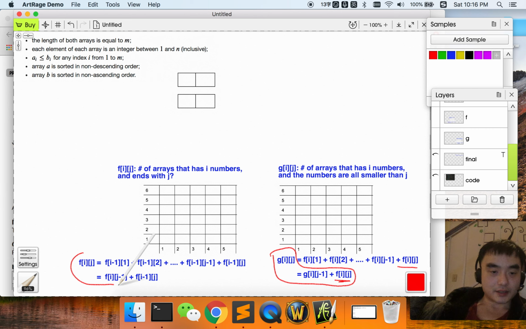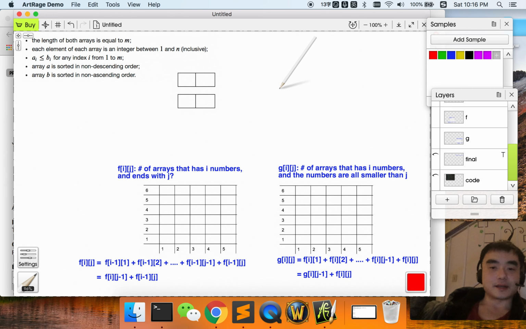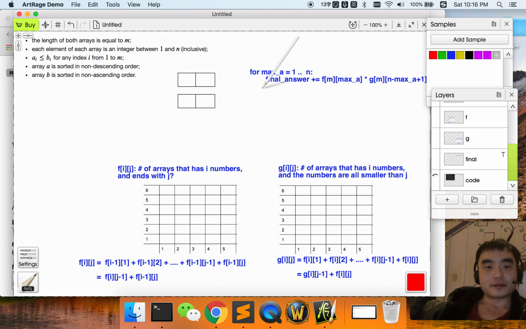Very simple. We got two very simple formulas, and we can assume that we can calculate all those values of f and g, right? After we got all of those f and g's, we can calculate the final answer, right? So the final answer here is to first find the maximal value of the first array, max a, right? So we can iterate it from 1 to n. So let's say we put a 1 here.